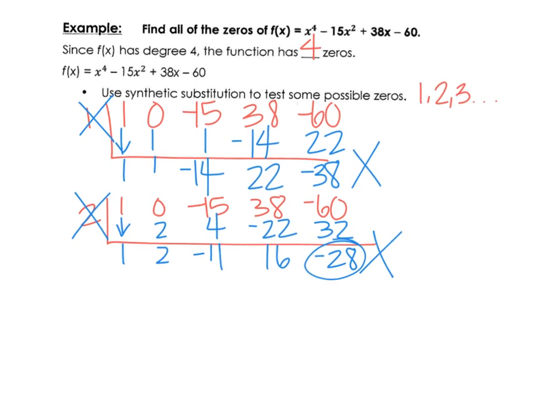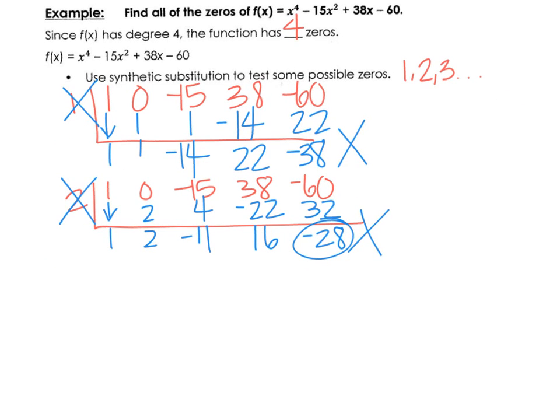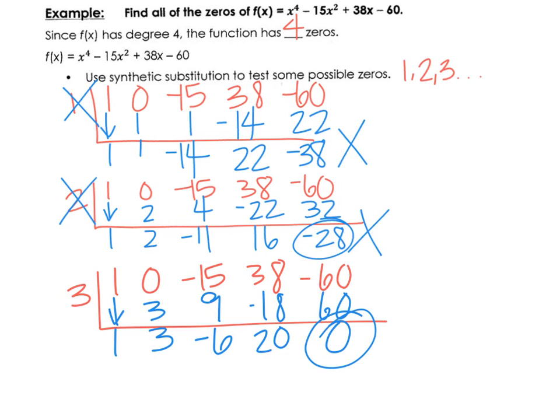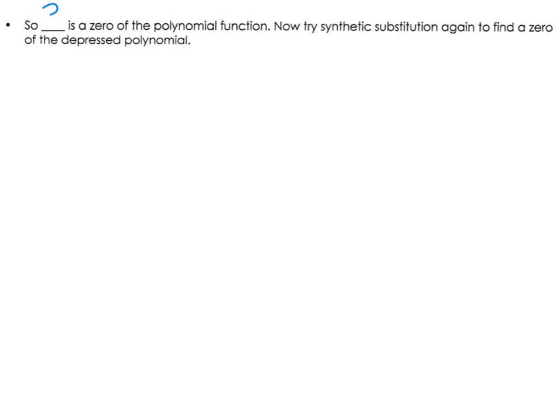Let's try another one. Let's try 3. 1, 0, negative 15, 38, negative 60. Bring down the first term. 3, 9. And then negative 18, we get 20, 60, and oh, we get 0 as our remainder. We found a 0. So 3 is a 0 of the function. All right, so we know that 3 is a 0 of the polynomial function that we're working with.